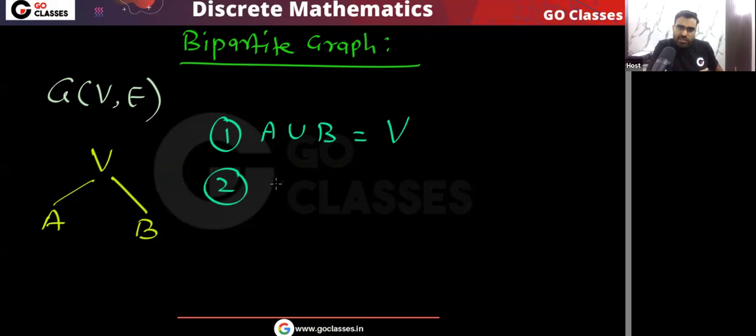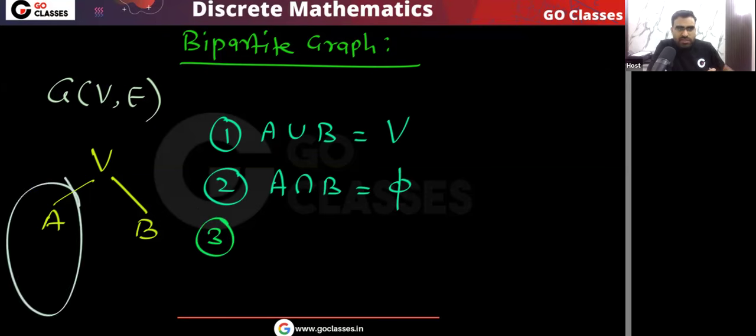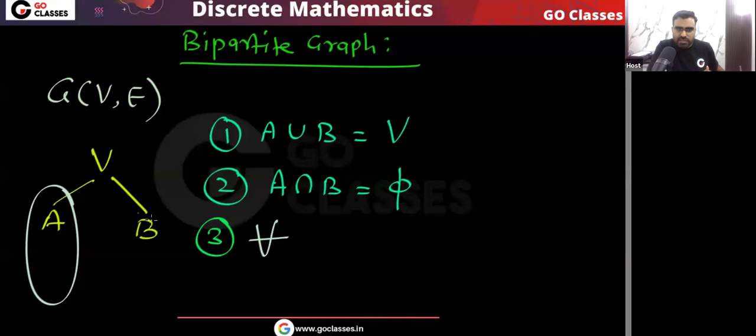Next you can see that they must be disjoint. A intersection B must be phi, meaning these vertices must be disjoint. Basically this vertex set I'm dividing into two disjoint subsets. Okay, very simple. What is the third property? The third property is that all these vertices are non-adjacent, or I can simply say that for every edge, what should happen? One endpoint should be in this part and another endpoint should be in this part.